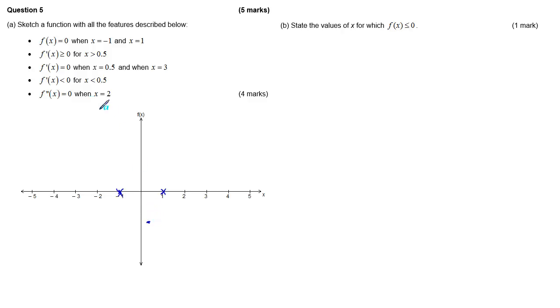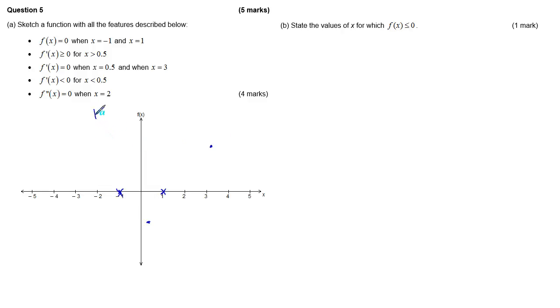here. The other turning point when x is 3, that's got to be a horizontal point of inflection. The reason for that is we know the gradient is positive before and after it.